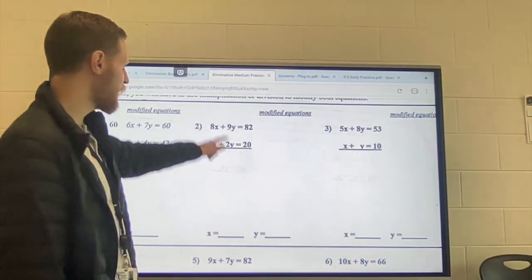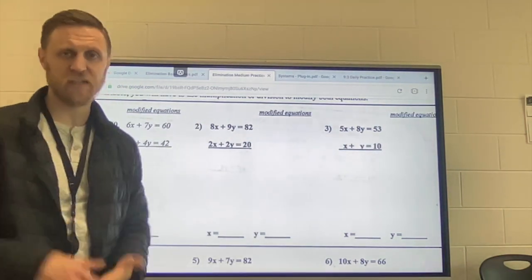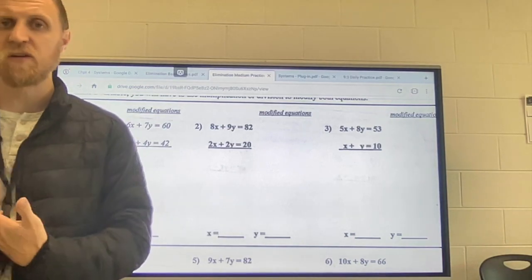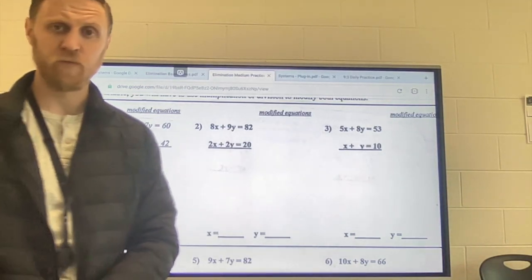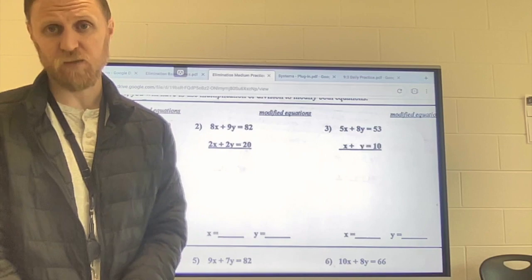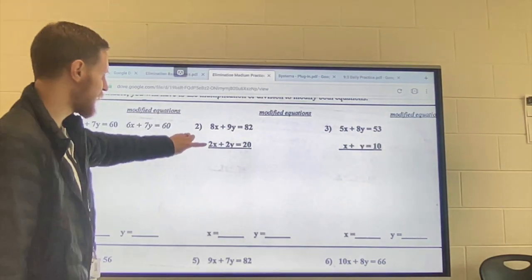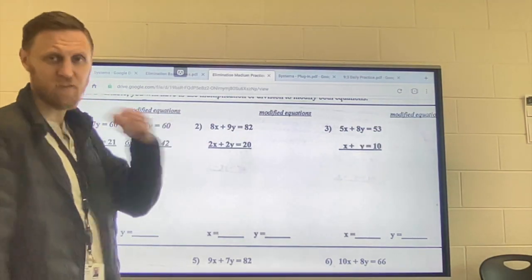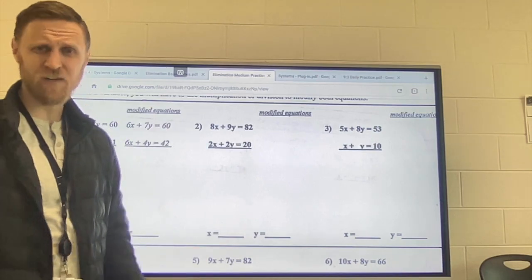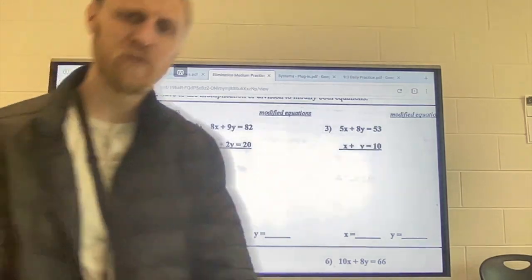So when I look at this, I see the 8x and the 2x, and I'm thinking to myself, man, those are not opposites. But I could make them opposites, right? I could take this 2x and make it the opposite of the 8x. How might I do that, you may ask? Well, come closer and I'll show you.